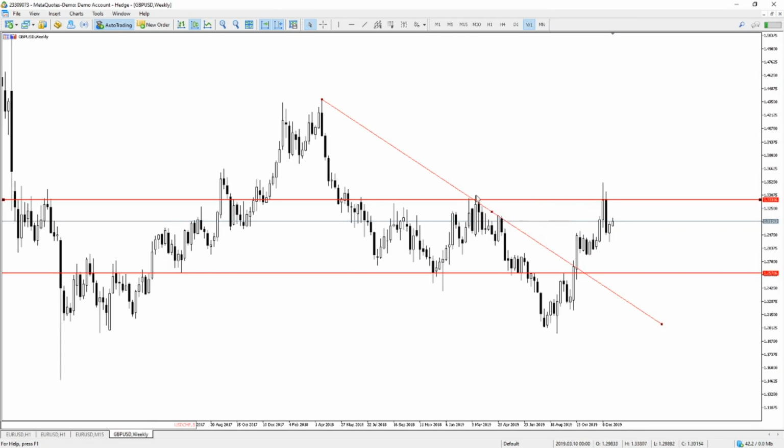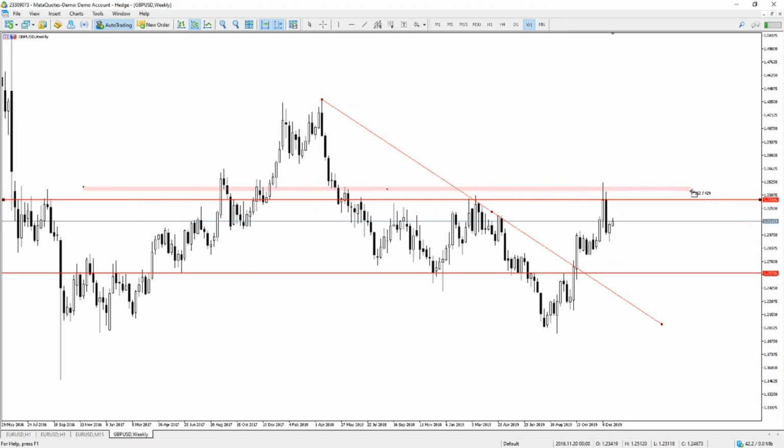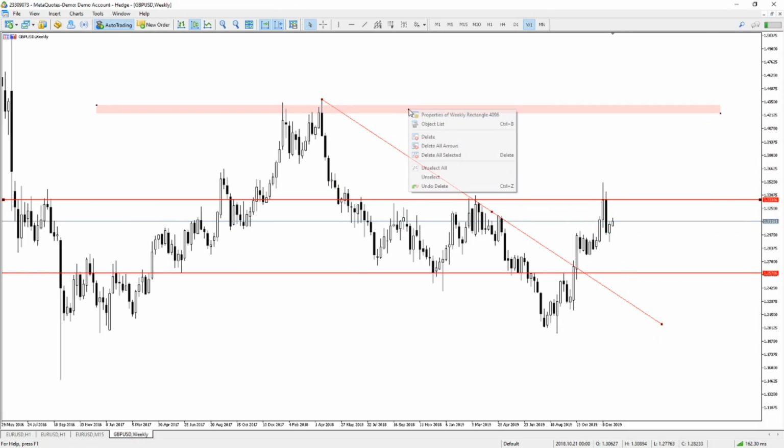And always remember that this is a zone, it's not an exact price. So if I draw a shape like a rectangle here, then it makes more sense that this level is basically this kind of thing, right? It's a zone, it's not an exact price level. So never treat a single line as an exact price.